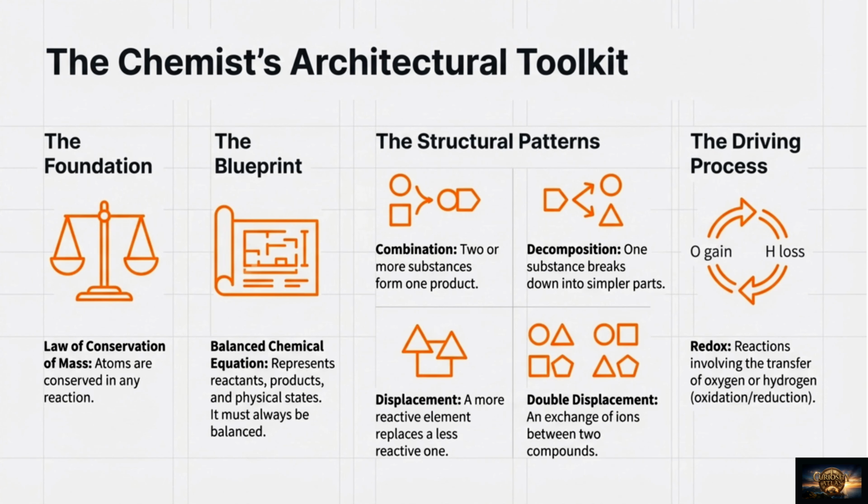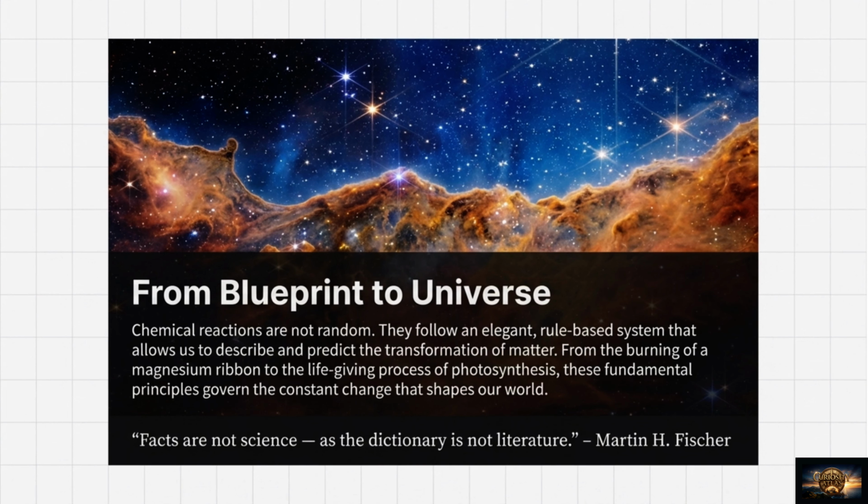This video has outlined the chemist's architectural toolkit: the foundation of the law of conservation of mass, the blueprint of the balanced chemical equation, 4 structural patterns, and the driving process of redox reactions. Chemical reactions are an elegant, rule-based system. From a simple blueprint to the vast universe, these fundamental principles govern the constant transformation of matter that shapes our world.